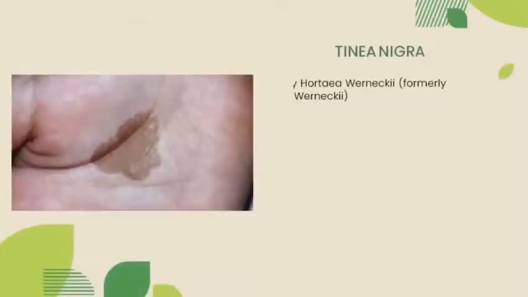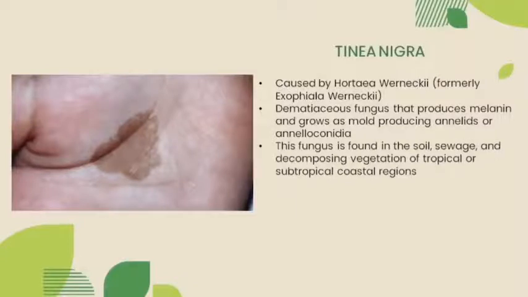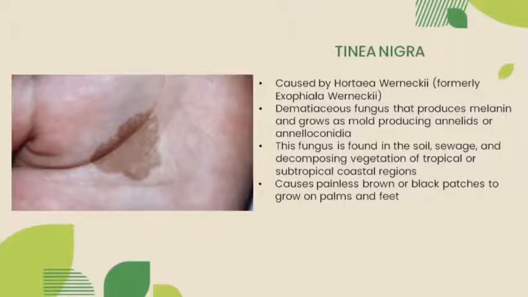Tinea nigra, caused by Hortaea werneckii, a dematiaceous fungus that produces melanin and grows as mold-producing annelids or annelloconidia. This fungus is found in the soil, sewage, and decomposing vegetation of tropical or subtropical coastal regions. Causes painless, brown, or black patches to grow on palms and feet. Painless and harmless.